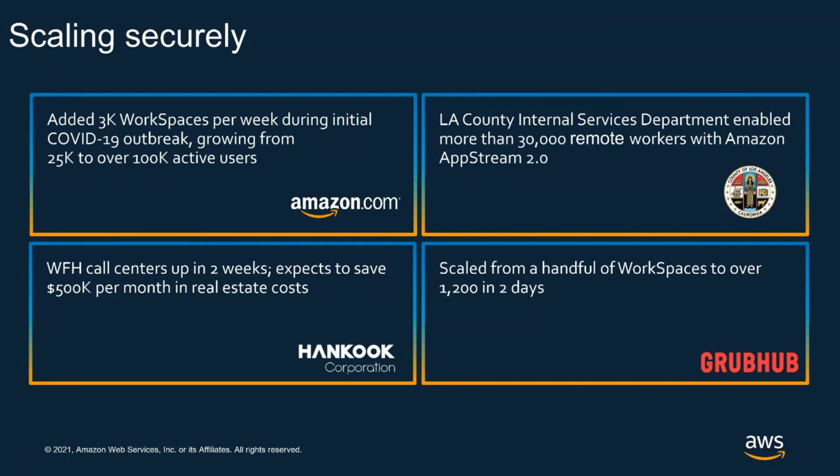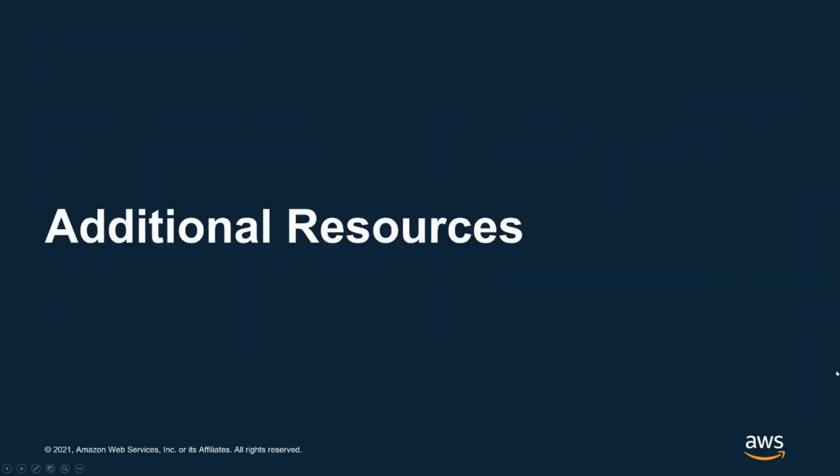Hankook Corporation, the tire company, got their call center up in 2 weeks, saving over $500,000 per month in real estate costs. And then Grubhub, obviously during the pandemic, we were using Grubhub quite a bit. So just knowing that I was working on a workspace and that they're working from workspaces, that's kind of exciting for me. So definitely couldn't do this without security in mind.